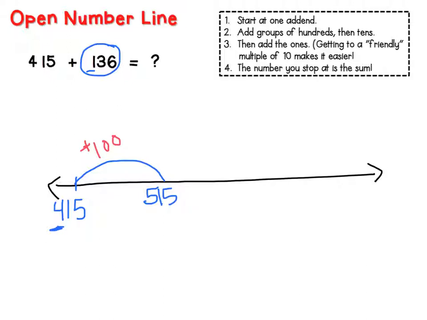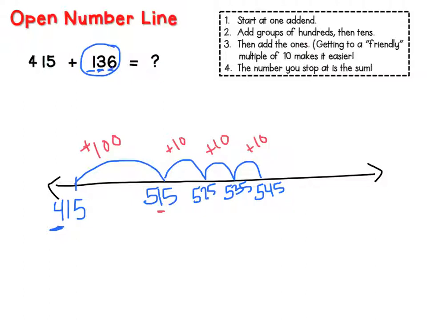Looking back at my addend, I'm supposed to add 3 tens. So I'm going to go ahead and make 3 jumps. 1, 2, 3. For each of these, I'm adding 10. So if I look at 515, I just added a 10. That means now I have 525. And then, of course, I'm adding 10 more. That's 535. Adding one more 10 brings me to 545.